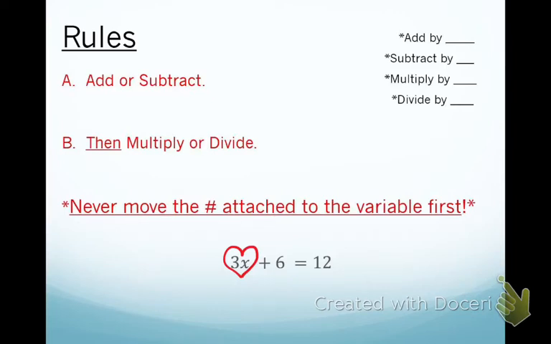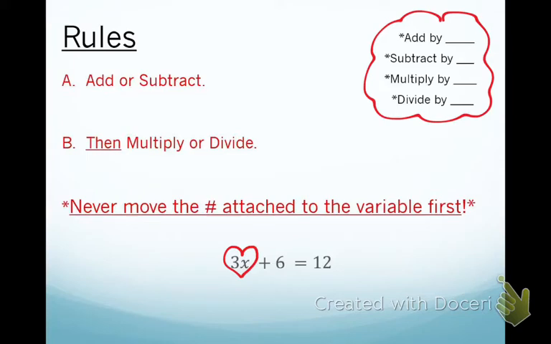If you remember yesterday, we talked about this was the left of the equal sign and this was the right of the equal sign. Class, what is not allowing the variable to be alone? 3. Now, here's the deal. I don't want you just to say 3. If you see, I put some words up here. I want you to tell me whether it's add by, subtract by, multiply by, or divide by 3. What's not letting it be alone?